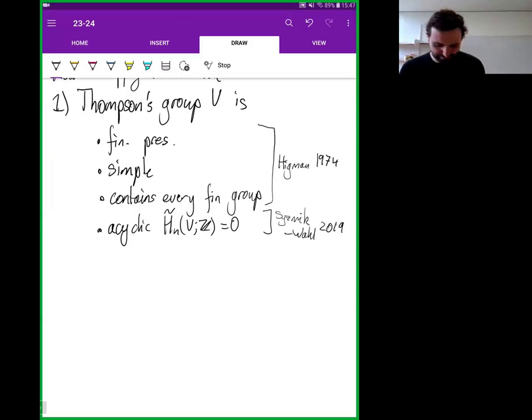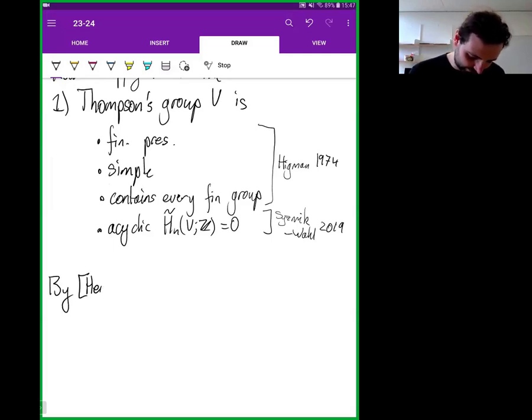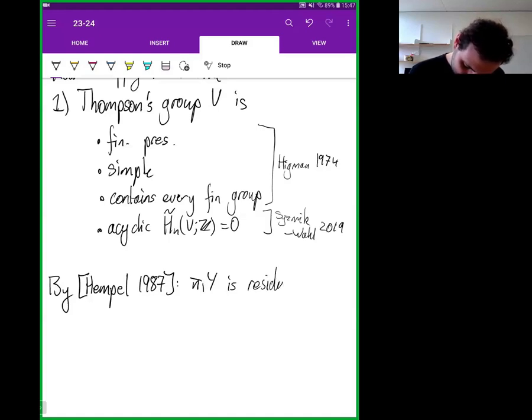So you ask, how on earth do you find a non-trivial map? And the trick is residual finiteness. By Hempel, 1987, pi1 of y is residually finite. So what does that mean?